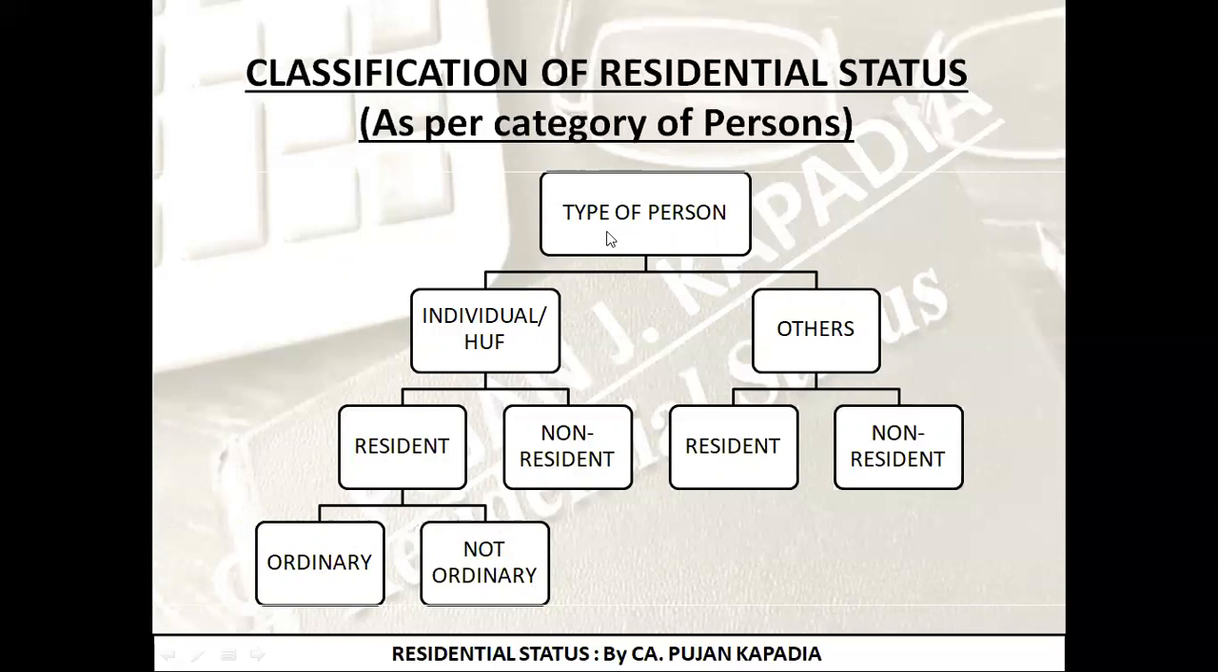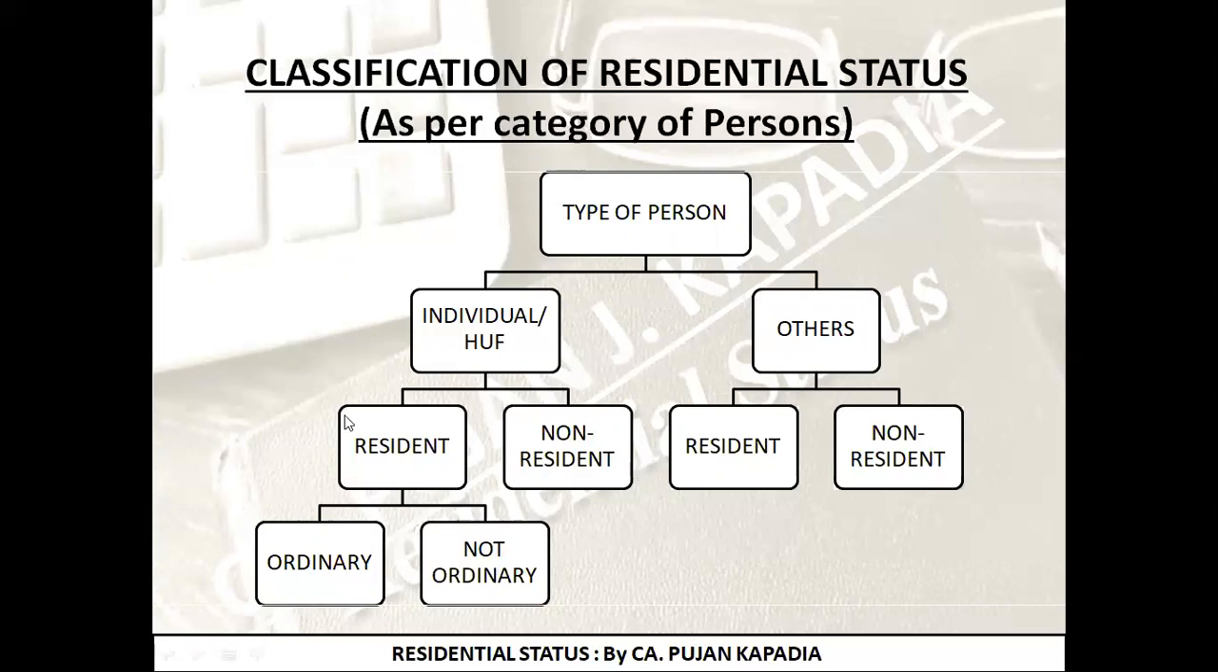So if it comes for 2 marks, state the classification of residential status. You need to remember, friends, that the classification of residential status is determined on the basis of category of person, that is, into which category of person you are falling. If you are an individual or HUF, then you have two subparts, that is resident and non-resident, and under resident you have two types, ordinary resident and not ordinary resident. In case of any other, that is other than individual or HUF, I just have two broad classifications, whether I can be resident or I can be non-resident.